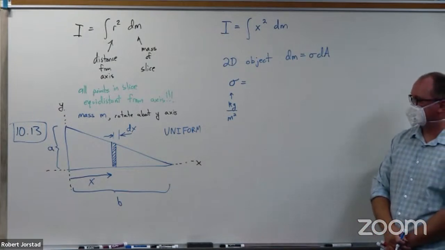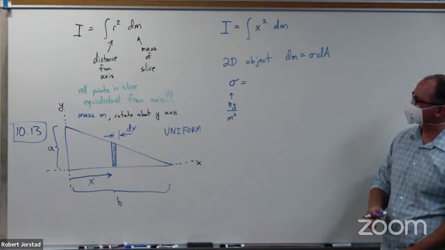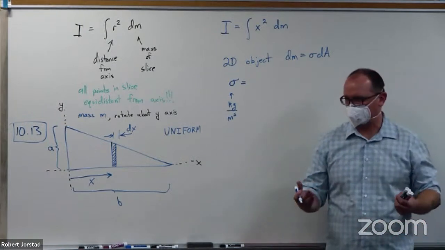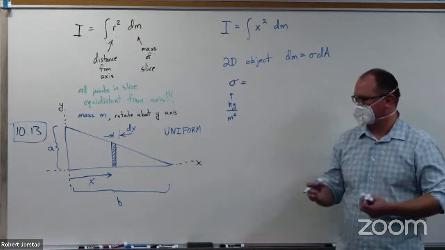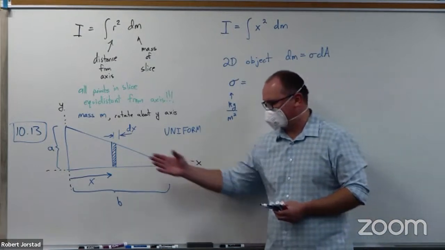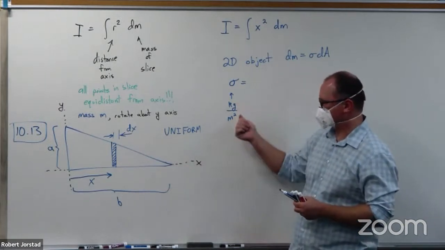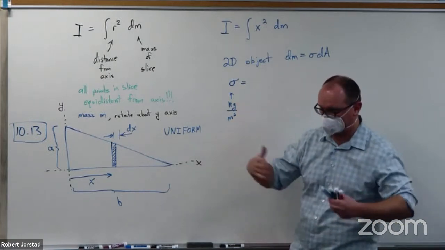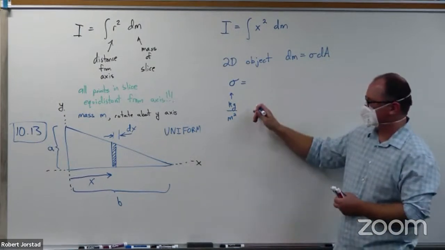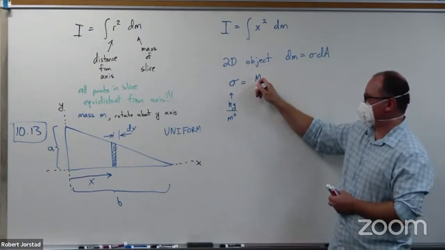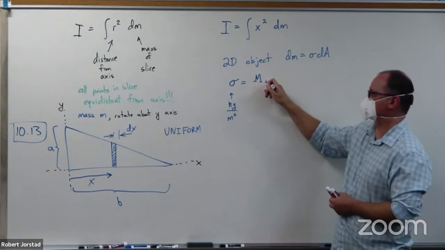Mass times dm. No, I meant, like, let's say something has a mass of 2 kilograms and it's, you know, its dimensions. How would you get the mass density? How many kilograms per meter squared? What would you do with the mass and the dimensions? Total mass. Total mass over total area.